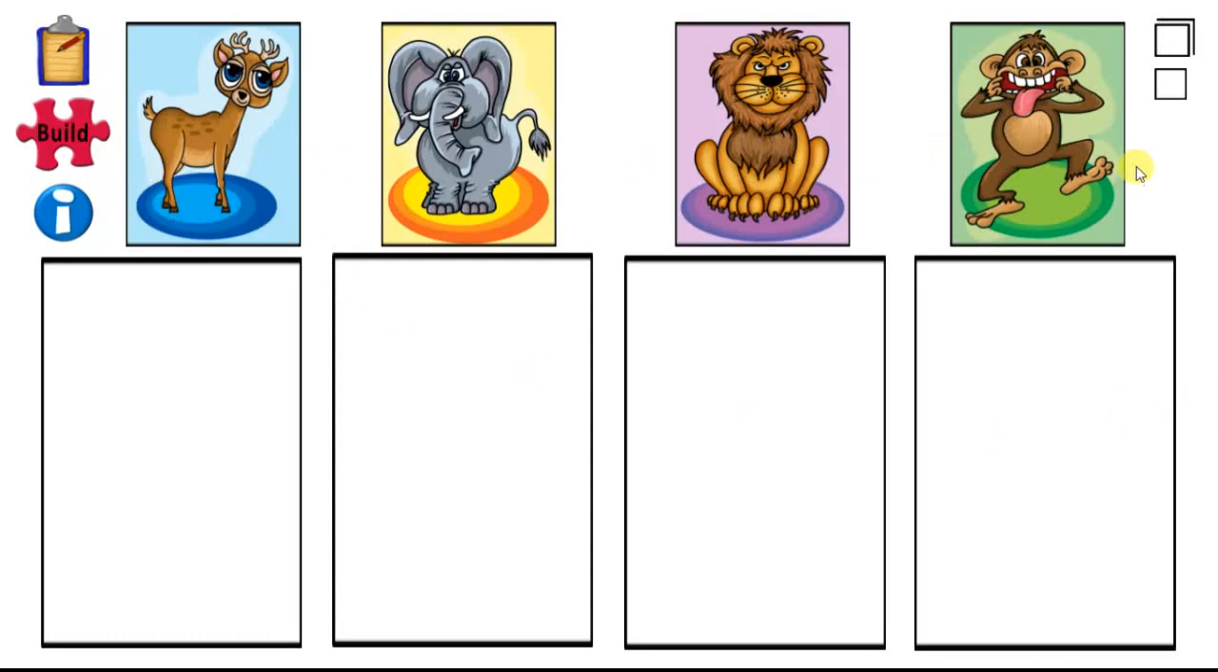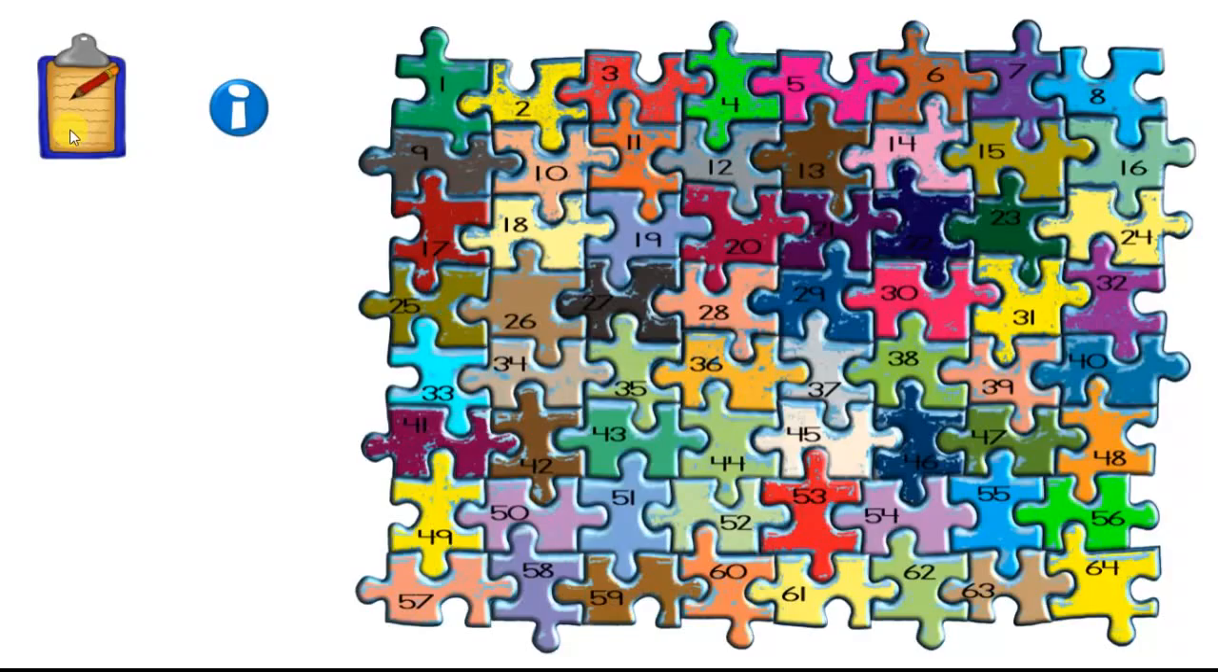At the top, you will see 4 pictures that represent the 4 different temperament types that you are going to work with. The first one is the deer, which represents the melancholic temperament type. Your elephant, the phlegmatic temperament type. The lion, the choleric temperament type, and the monkey, the sanguine temperament type. So to start, you're going to click on the red build button.